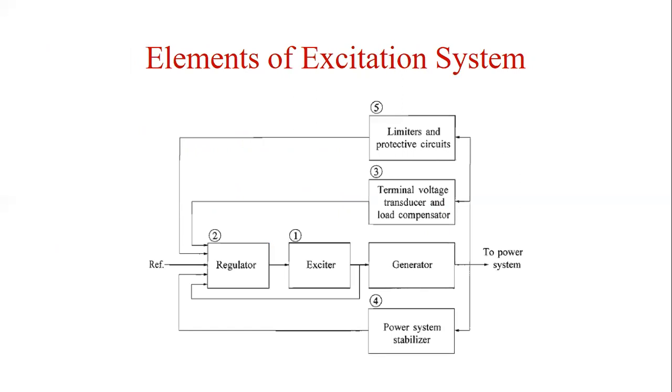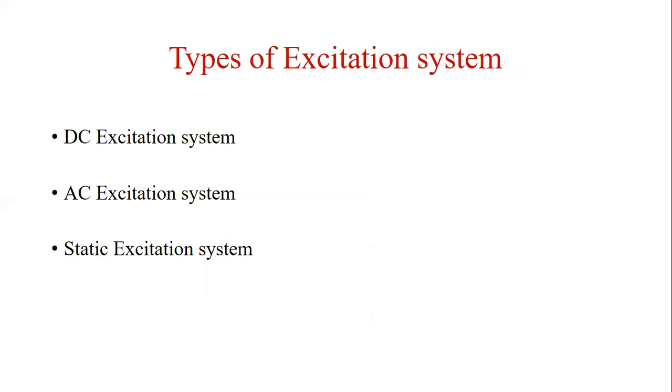So this is the schematic of the elements of the excitation system, in which exciter, regulator, terminal voltage transducer and load compensator, power system stabilizer, and limiters and protective circuit. So these are different elements of the excitation system. We have even seen the functions of each element, or the significance of each element, in the implementation of the excitation system. Then after that we have seen different types of excitation system.